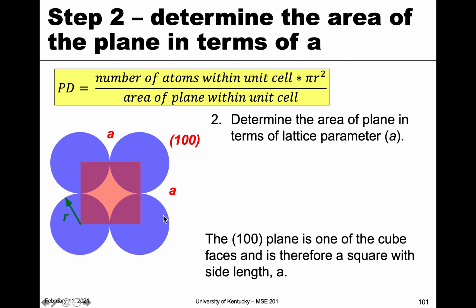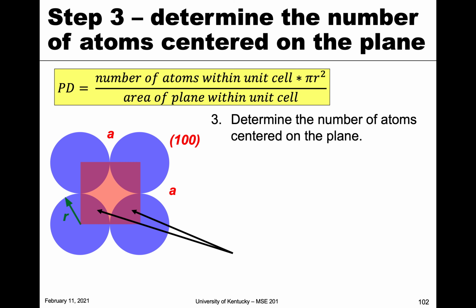So since this is one of the cube faces and it's square, it's going to be the side length A, or lattice parameter A squared. All right, so now let's go ahead and move on to the next step to determine the number of atoms centered.